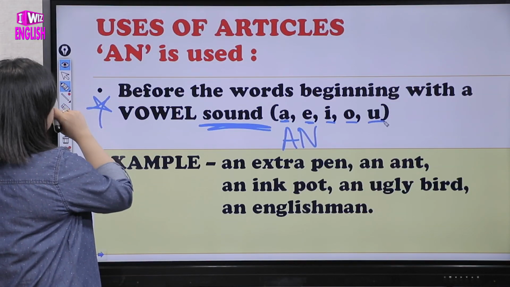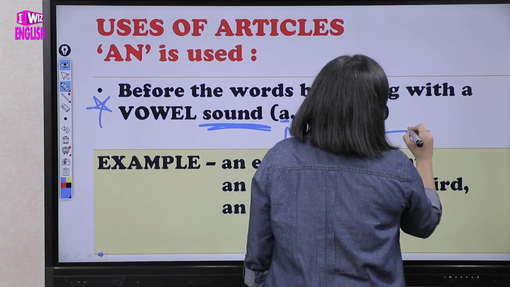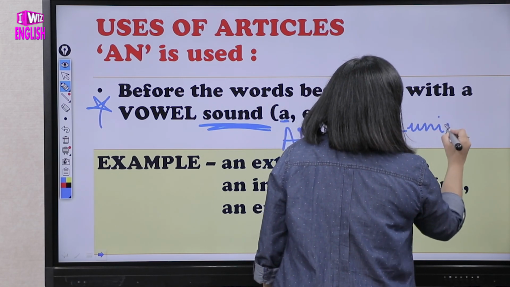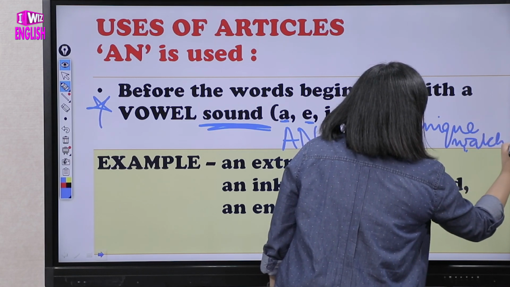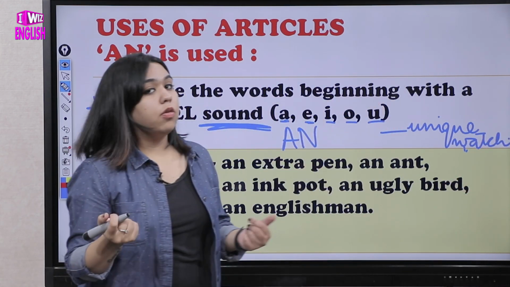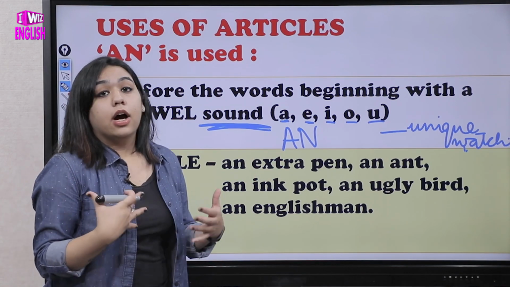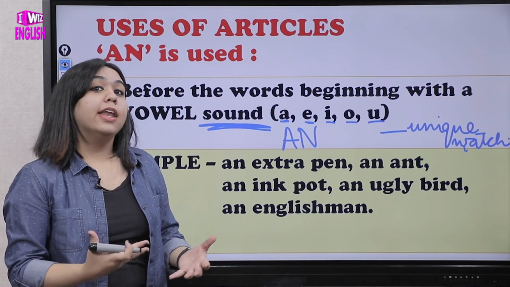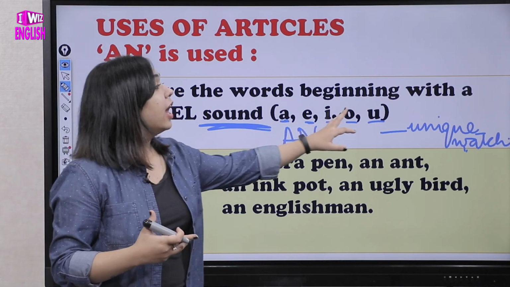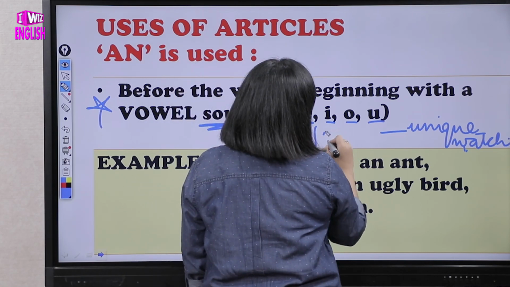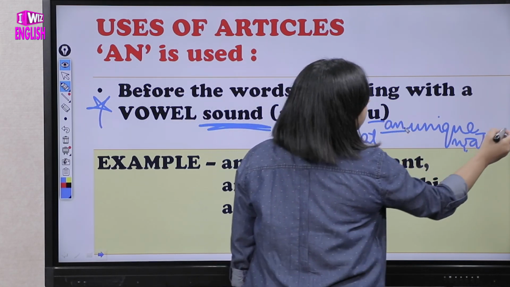Let's move on. For example, I want to tell you something, okay. Unique watch. If I see you wearing a watch and I talk about that watch, and if I say, oh, what a unique watch or what an unique watch. Now, the people who cram by A, E, I, O, U, they might say, what an unique watch.